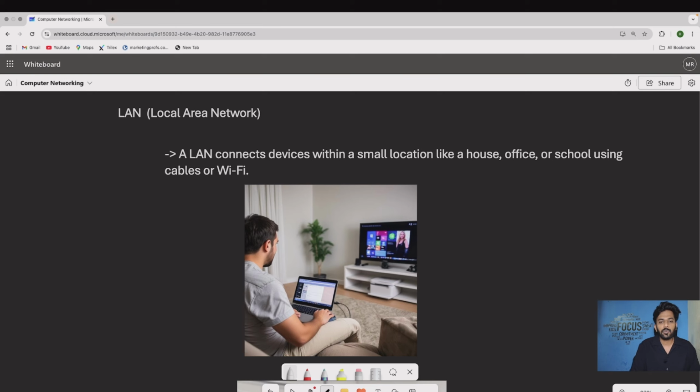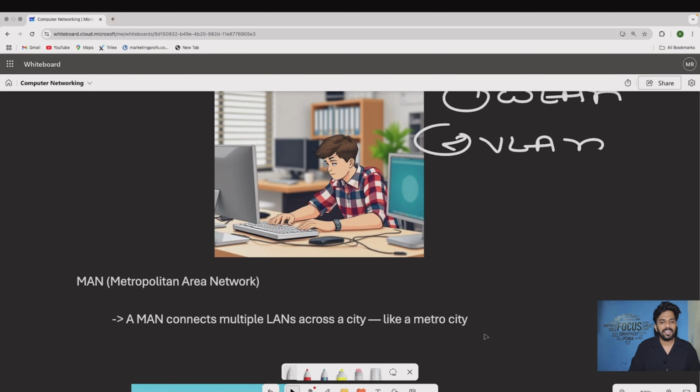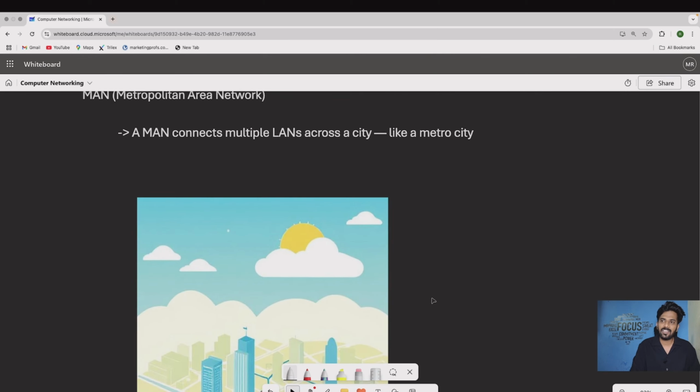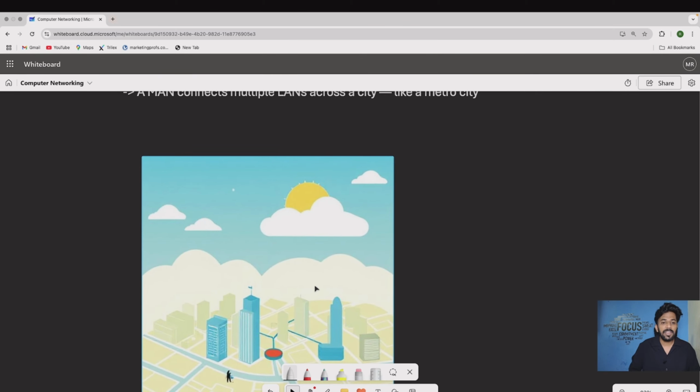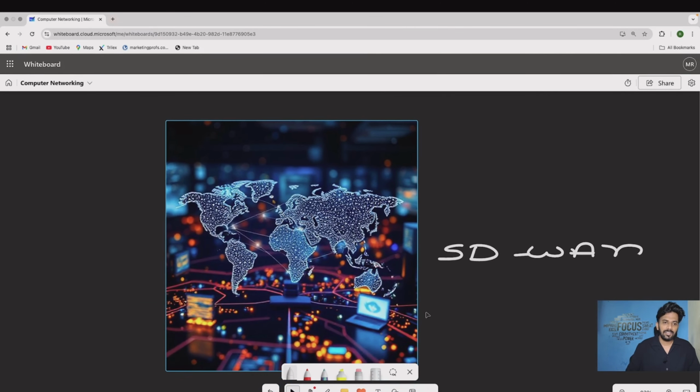Then the same person goes to the office. In the office there are many devices that need to connect and share information within the office. This setup is also called a local area network. Next we saw MAN. The same company has offices spread across a single city, so they want to connect them. This is all about the MAN. When the company grows bigger and spreads to multiple countries, they set up a WAN. And to manage all this efficiently, they use SD-WAN, which brings smart software-based control. So this is all about the network types.